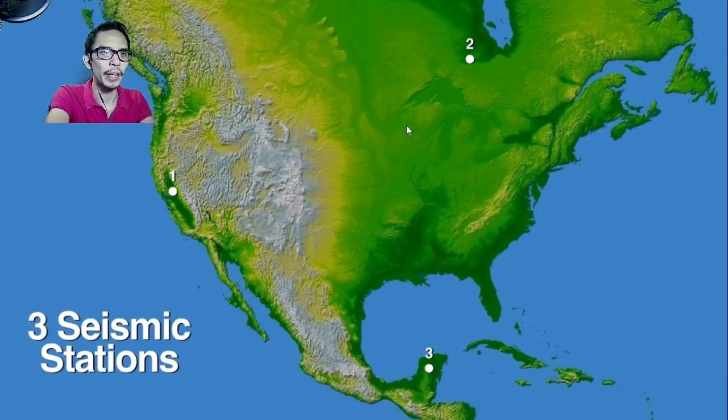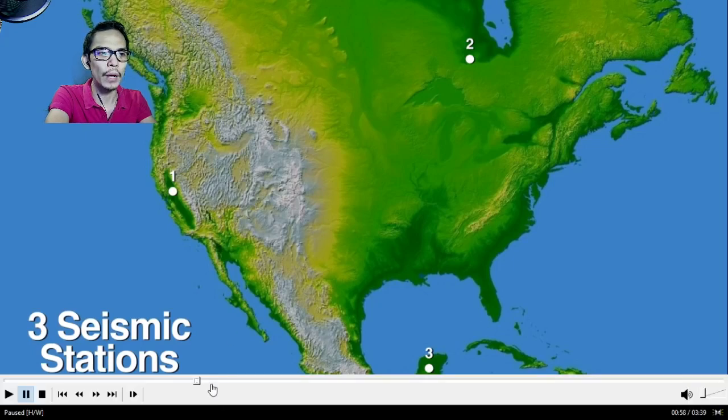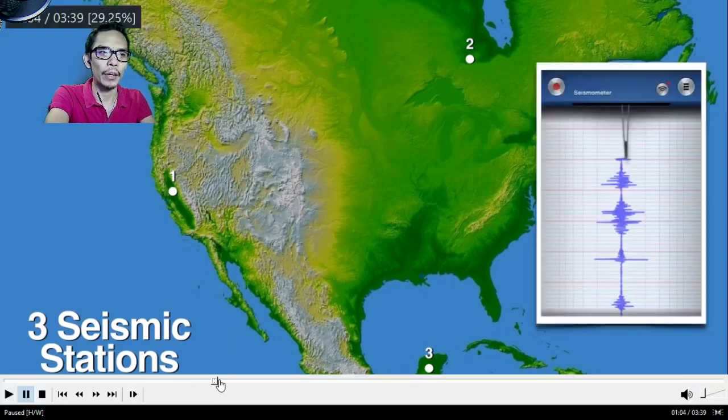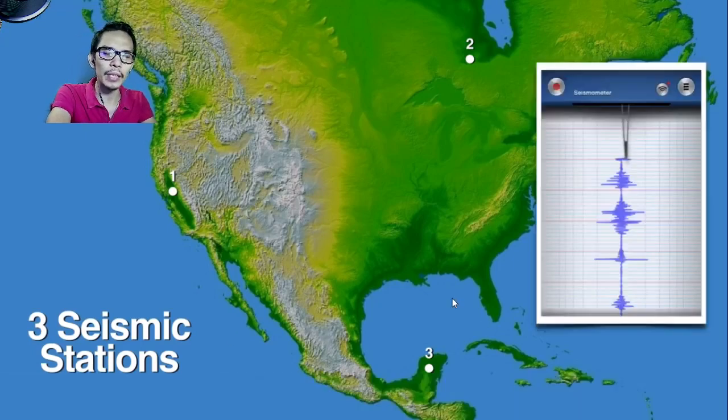Okay, so one over here, one over there, and one down below. We also need the three seismograph readings from these three stations. Without these readings, it is impossible to find the epicenter using the triangulation method. What is important here is this seismograph reading.